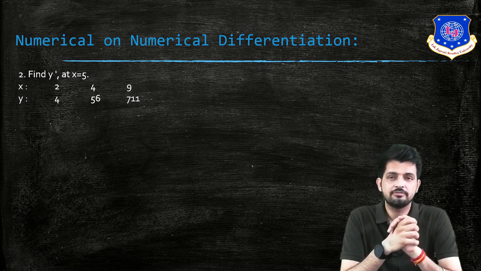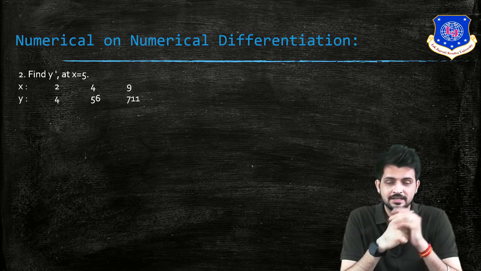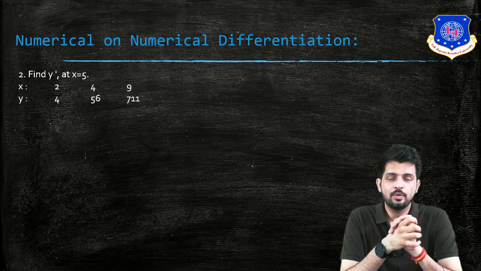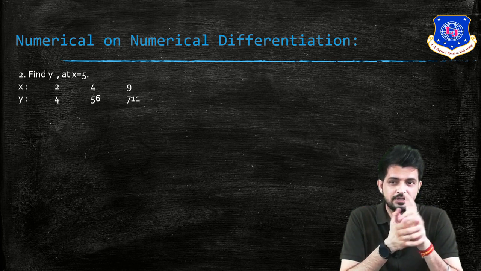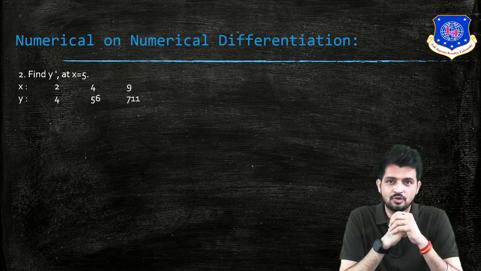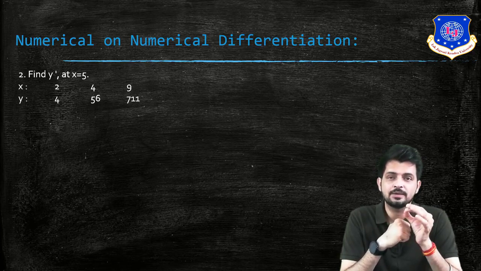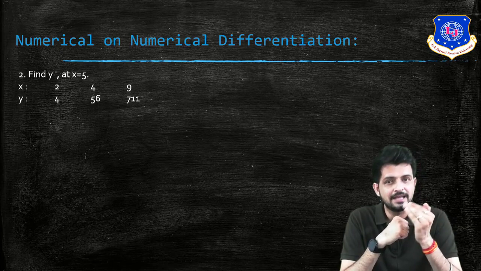Here we cannot apply Newton's forward or backward interpolation because it is a numerical of unequal interval. How can we say unequal interval? Because the difference in the values of x is not the same. You can see 2, 4 and 9. The difference is not the same, so they are located at unequal intervals. So in this case we will first of all find the interpolating polynomial, and on the basis of that polynomial we will find the derivative.